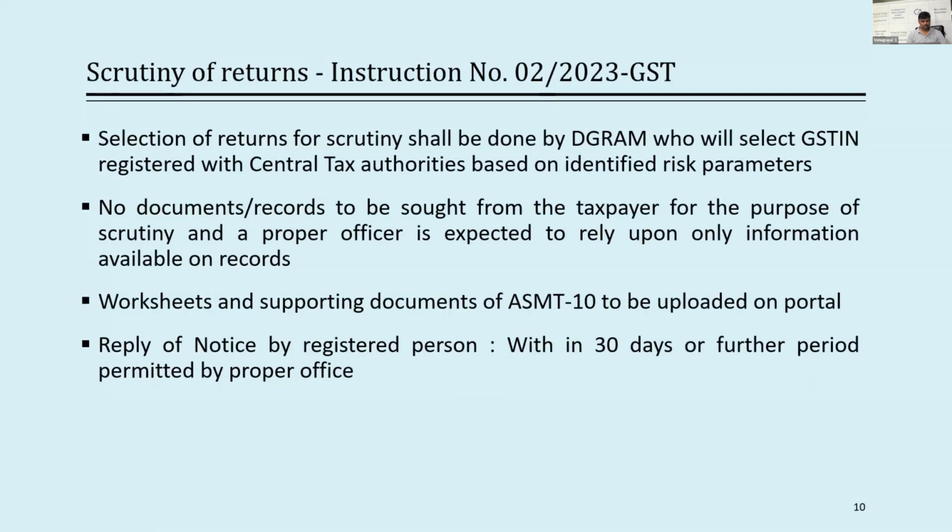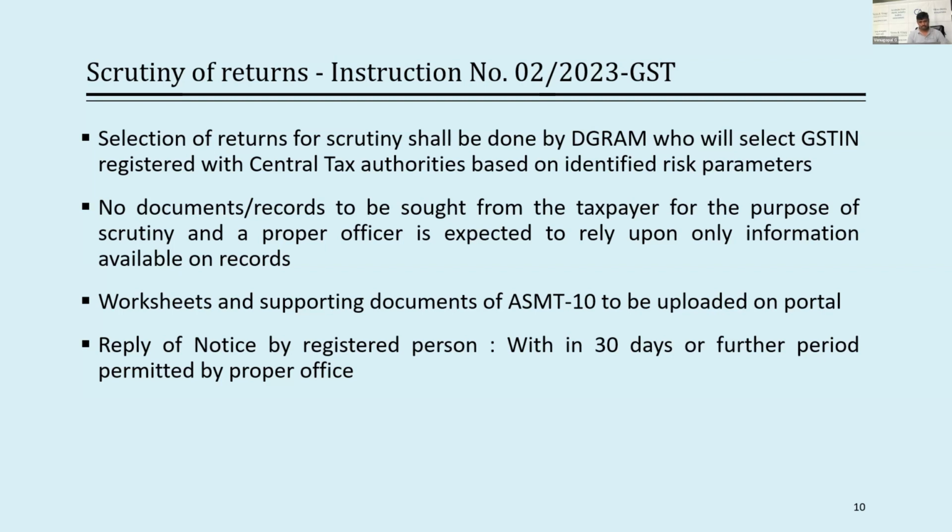And recently we have also received an instruction from the department on how the scrutiny of returns will happen. In that, they have clearly said that DGARM will select the returns for scrutiny based on risk parameters. See, whenever we file GSTR 3B, in many of the columns, if there is a difference in the values, we'll get a red color indication. So that may be one of the risk parameters.